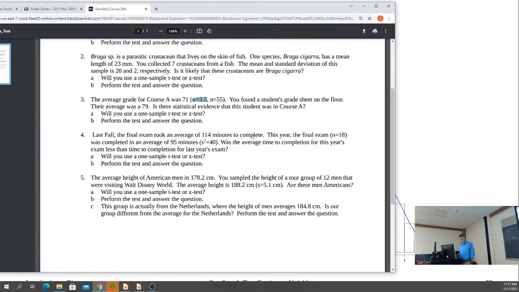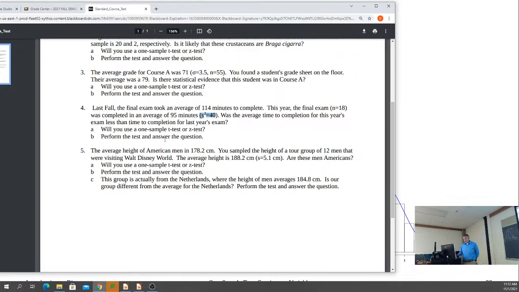The final exam has an average of 114 minutes to complete. This is out of all individuals that have taken the final exam, so that's our population. Then we have a sample of 18 with a mean of 95 and a variance of 40. So t-test or z-test? Hopefully you say t-test because we're working with our sample. I give you an S or an S squared. That's our sample, which clues us in that we're using a t-test on this one.